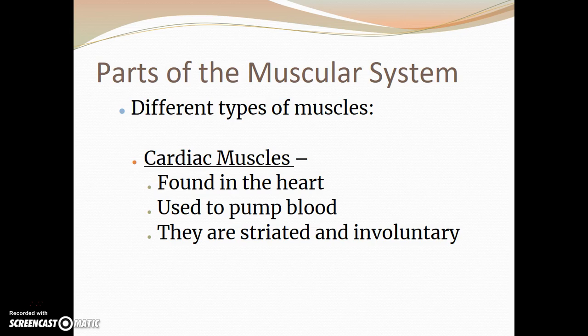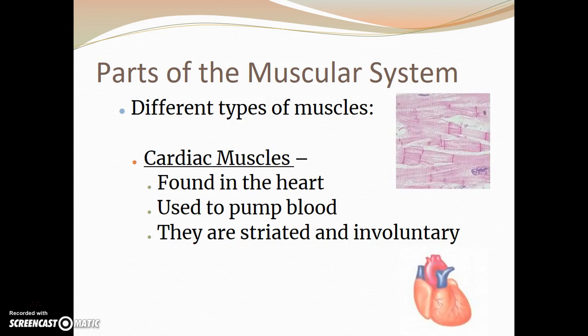Another type of muscle is the cardiac muscle. Cardiac muscle is what makes up our heart. This obviously is what we need to pump our blood throughout our body to deliver both oxygen and other nutrients to our cells. Cardiac muscles are also striated, but slightly different looking in their appearance than the skeletal muscles.